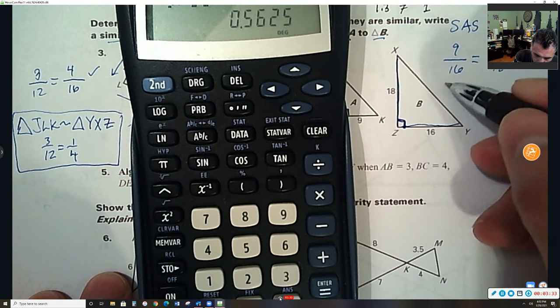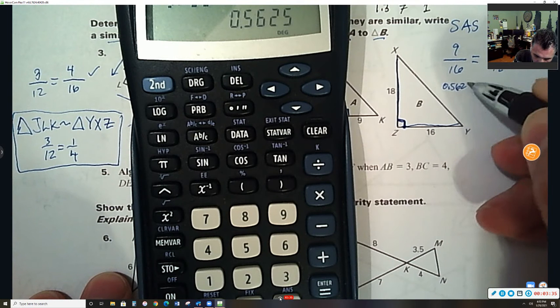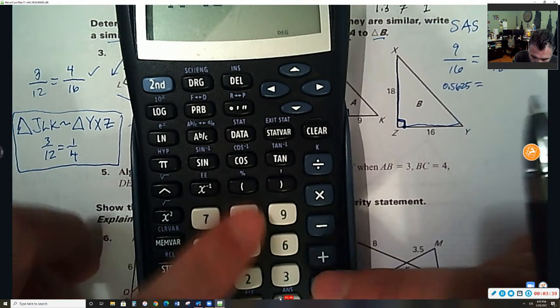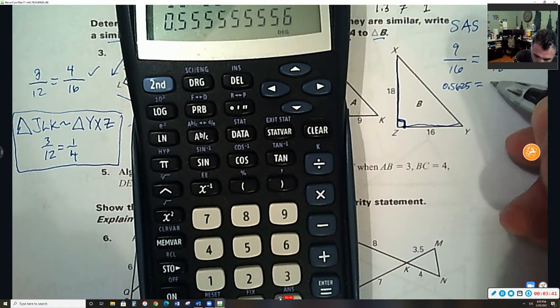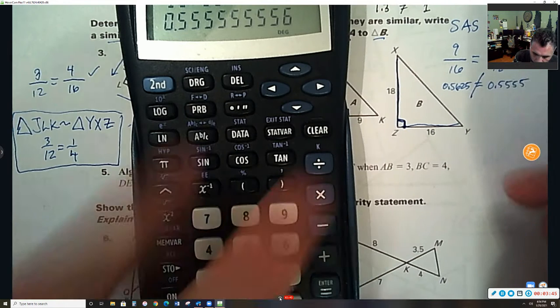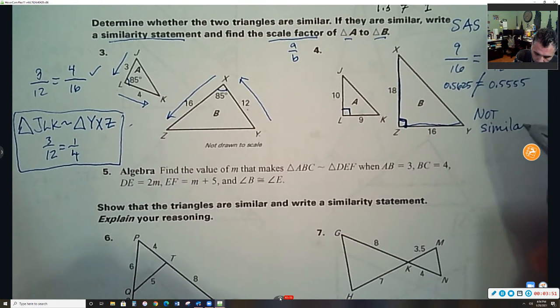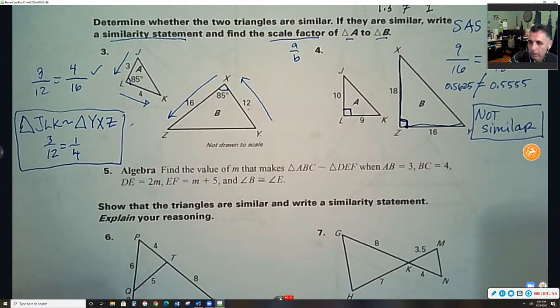So this one is 0.5625, and then 10 divided by 18. If you look, you can tell they're different. So because they're different, these are not similar. Okay, not similar.